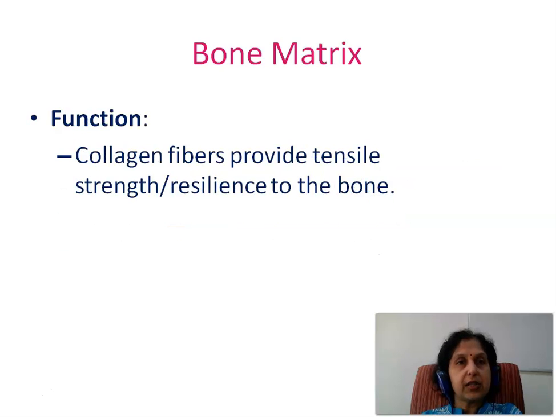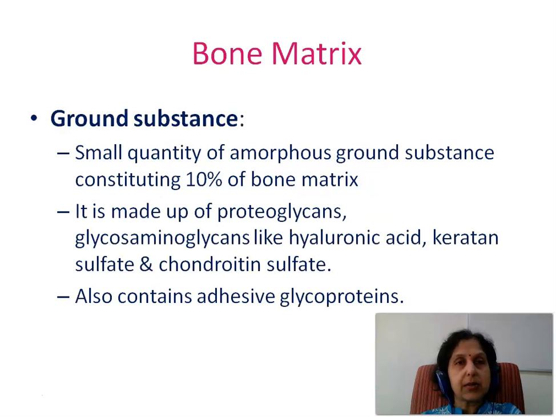The function: collagen fibers provide the tensile strength or resilience to the bone tissue. Ground substance: small quantity of amorphous ground substance which constitutes 10% of the bone matrix. It is made up of proteoglycans, glycosaminoglycans like hyaluronic acid, keratan sulfate, and chondroitin sulfate. Also contains adhesive glycoproteins.